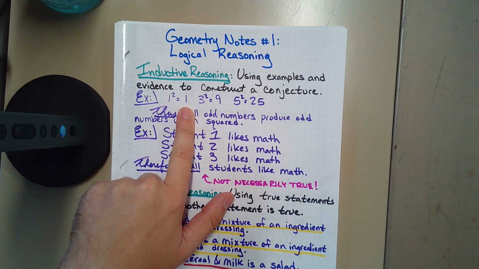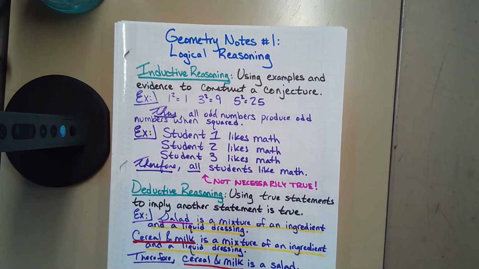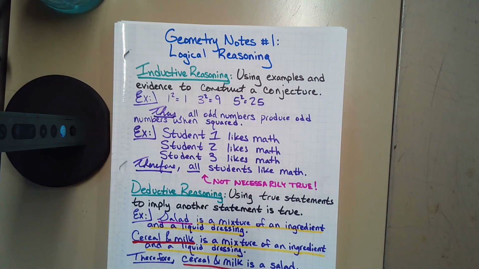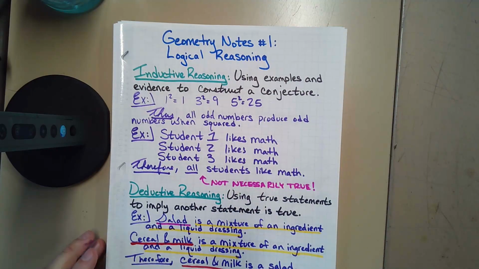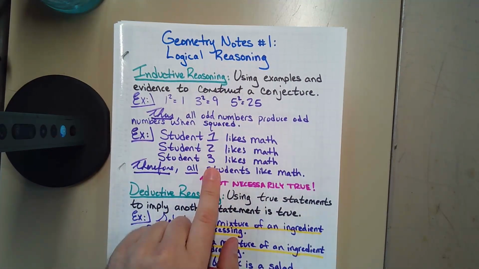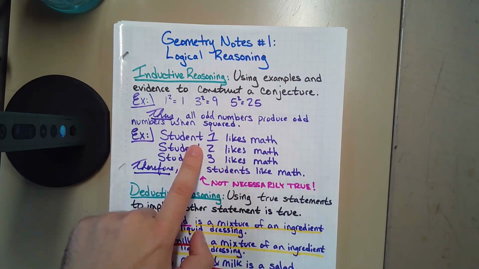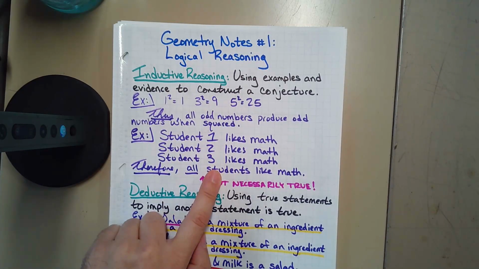You know, we can go further. 7 squared is 49. 9 squared is 81. It seems to make sense, right? So here's my conjecture. All odd numbers produce odd numbers when they're squared. An example I have of inductive reasoning is that I know that student 1, student 2, and student 3 like math. How do I know that? Well, I just gave it to you. You have to trust me. Maybe you can make a conjecture about how I know. Their parents named them student 1, student 2, and student 3, right? Which is probably a good indication that they like math. All the numbers in their names.